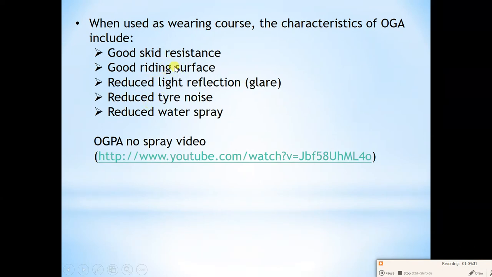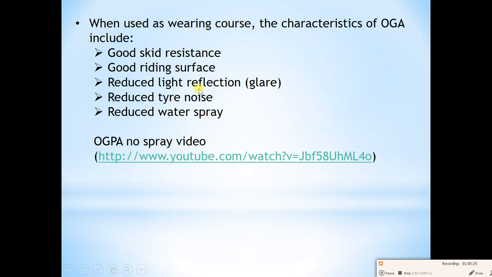Good riding surface. Most of the asphalts have a good riding surface as compared to the sprays, the chip seal. Of course, if we compare to an unsealed road, the unsealed road has the worst riding surface. So most of the asphalts have a good riding surface. Whether dense graded, open graded, stone mastic or gap graded, you can ride on the surface and reach 100 plus K. Next, reduced light reflection.